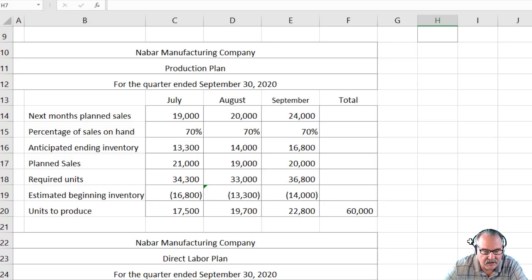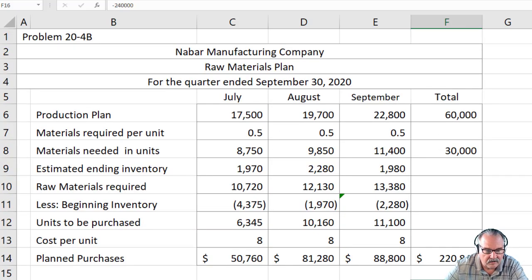We can do a materials plan, and actually the materials plan for this one is on the top of page 2, or the worksheet number 2. And we are literally taking the production numbers that we just calculated in our production plan and then scheduling out how much we'll need in raw materials. We only use one material for our one product, and we use a half of a pound or whatever it is per unit.